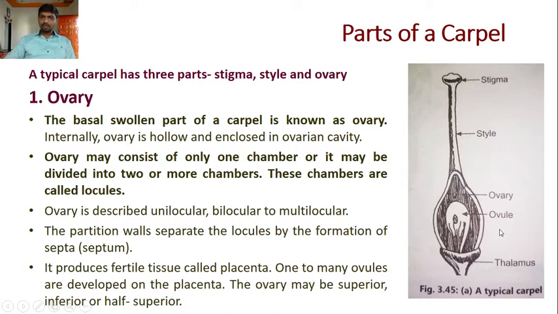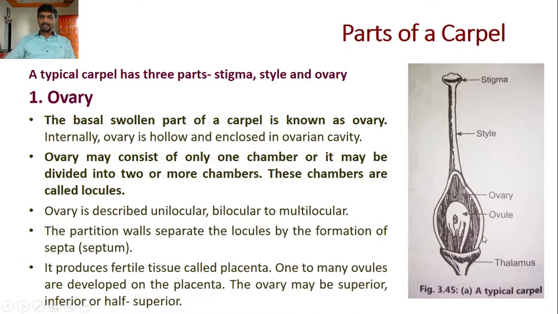Ovary may consist of only one chamber, so such an ovary is unilocular. It may be divided into two or more chambers. These chambers are called the locules. On this basis we can describe an ovary as unilocular, bilocular to multilocular. These locules, these partitions, are formed by the formation of a septa or septum.